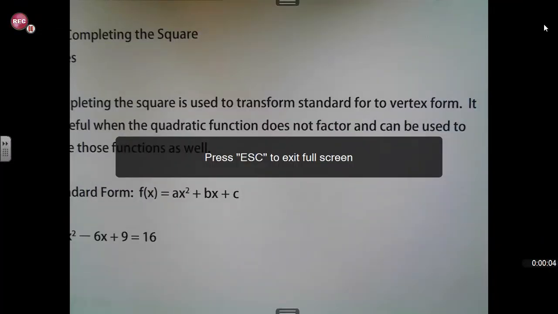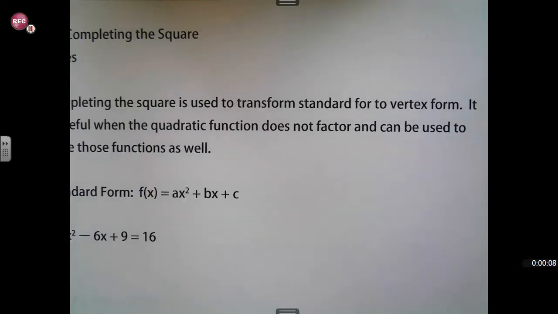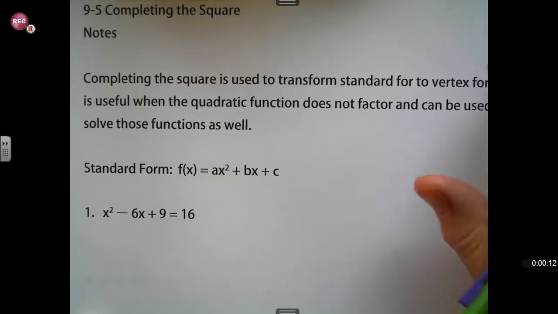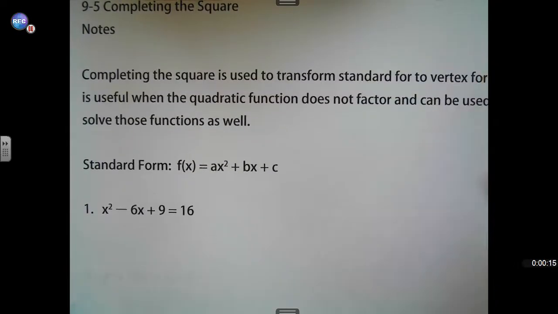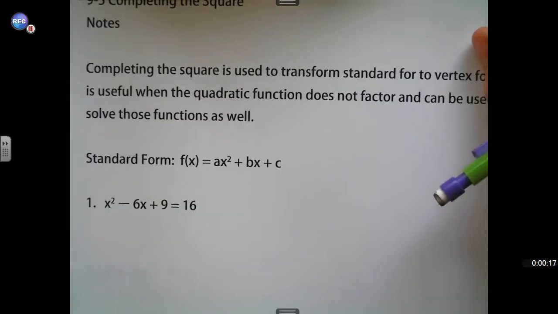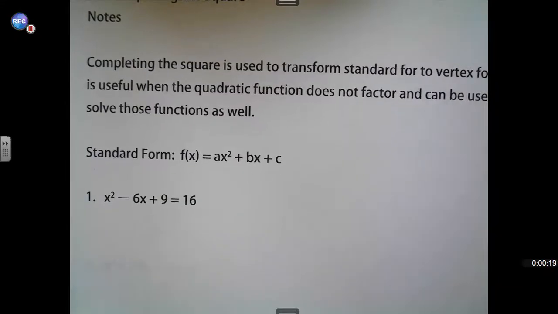All right. Advanced Algebra 1, Topic 9, Section 5, Completing the Square. Completing the square is used when a function is in standard form and I want to move it to graphing form. It's also a way to solve quadratic equations.